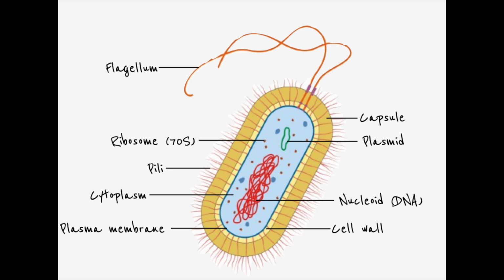So from a human point of view, the plasmids are pretty annoying. However, if you've studied genetic modification at GCSE, you'll understand the importance of plasmids in the manufacture of hormones such as insulin.